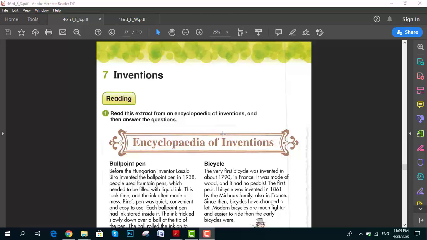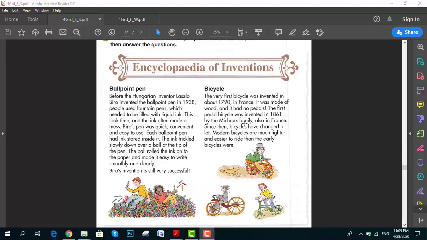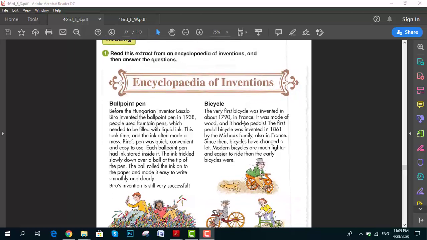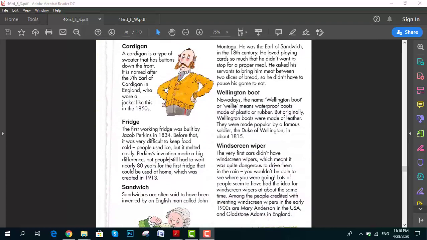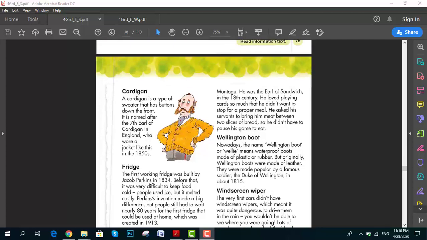So to start, we're going to start with the unit, inventions. We said we have a paragraph which is Encyclopedia of Inventions. This paragraph talks about the inventions or the creations of the most popular or famous inventors. We have the ballpoint pen, the bicycles, the cardigan, the fridge, sandwiches, Wellington boot, and windscreen wipers. And we elaborated and discussed each and every invention.